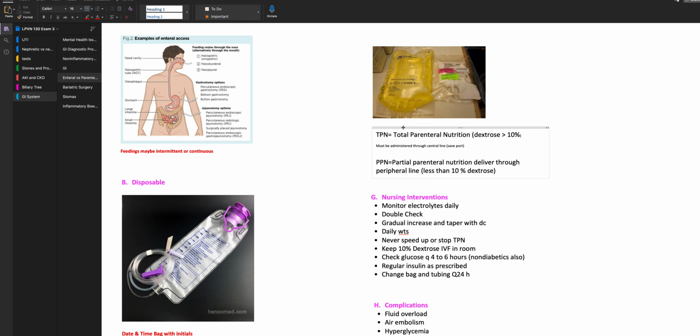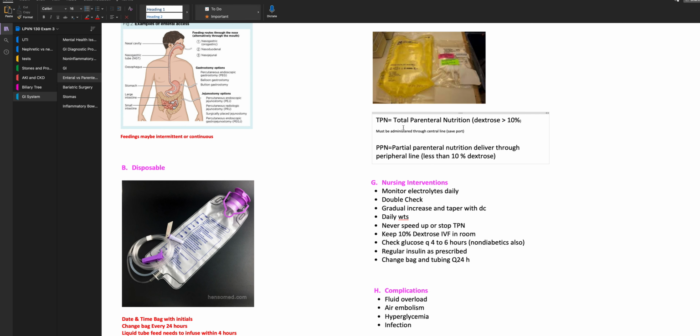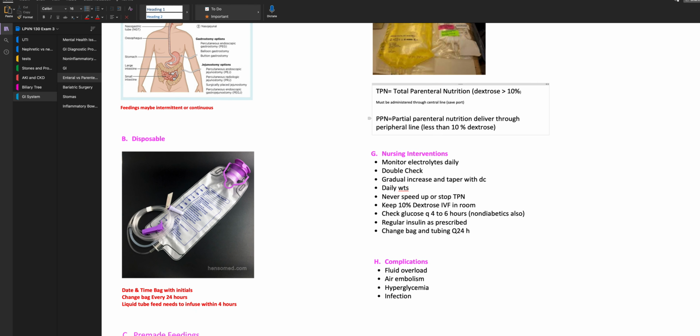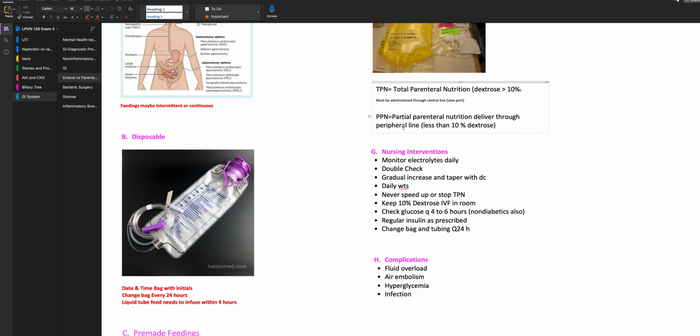And you change the whole bag and the tubing every 24 hours. The port you use has to go through a central line. The port you use is only used for TPN. You don't put meds in that line. You don't give blood through that line. It's only for TPN.